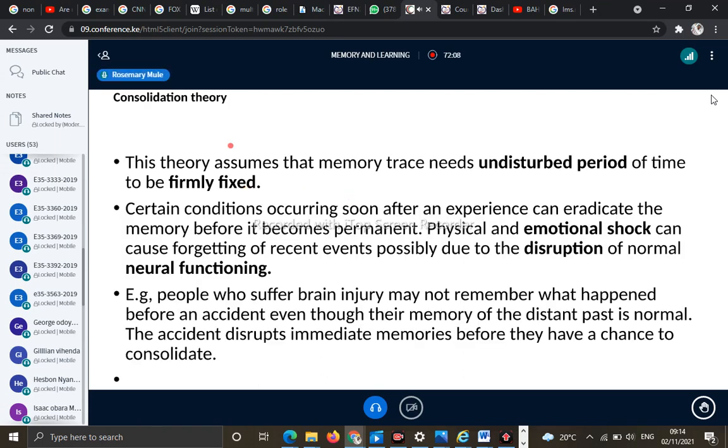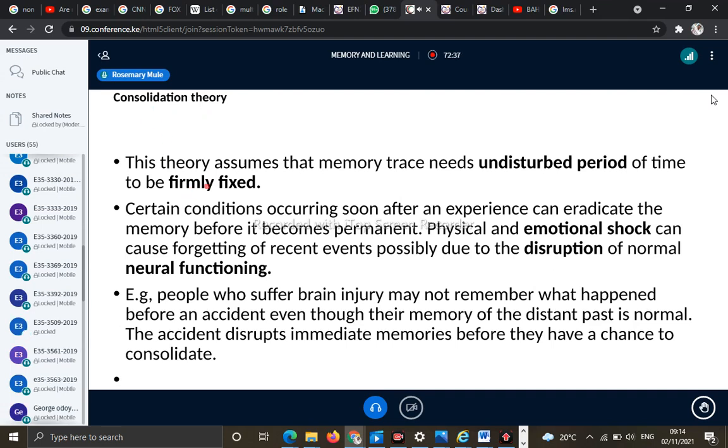The next theory of forgetting is the consolidation theory. So I want you to be very clear with the theory. The decay theory is about disappearance of information in the memory due to passage of time as a result of the memory wearing out due to metabolic processes. I hope we can remember that.